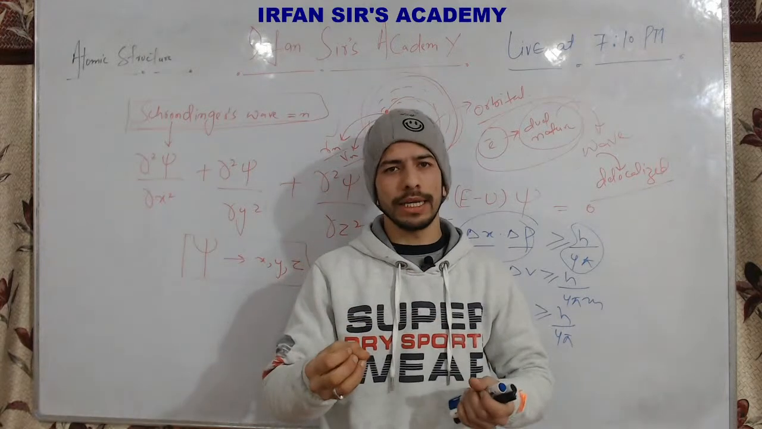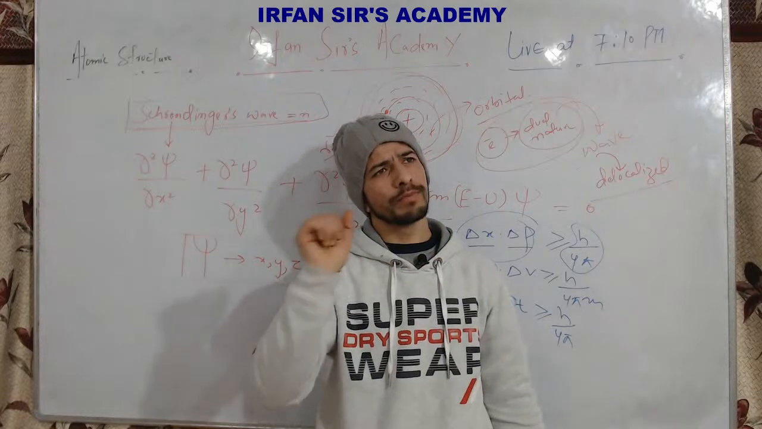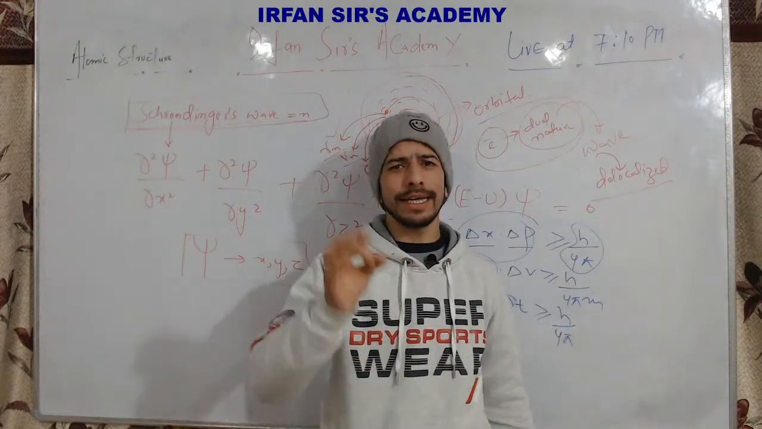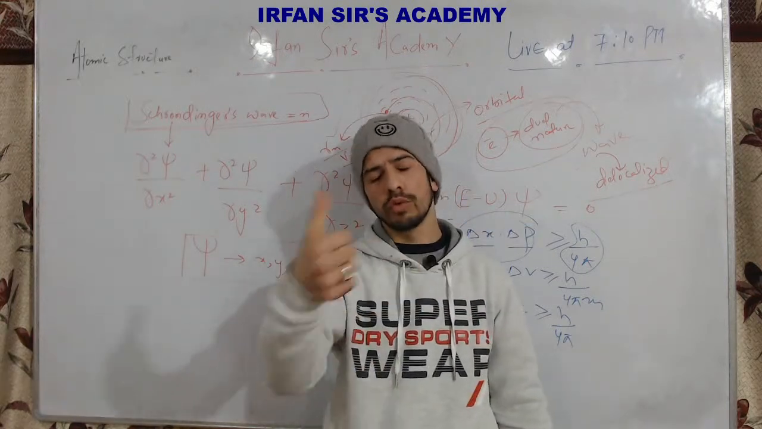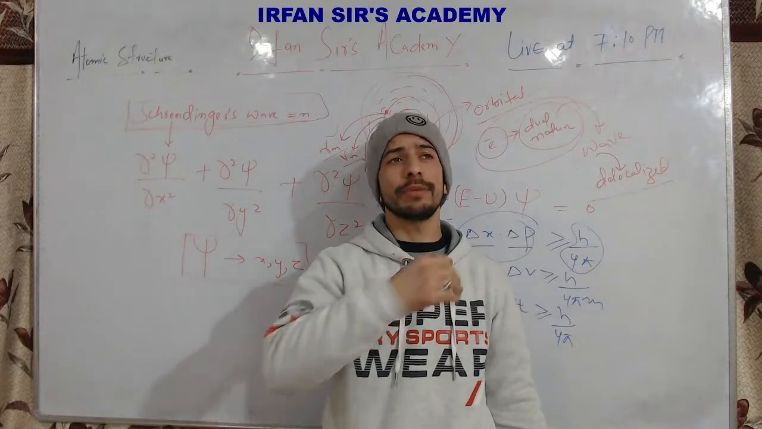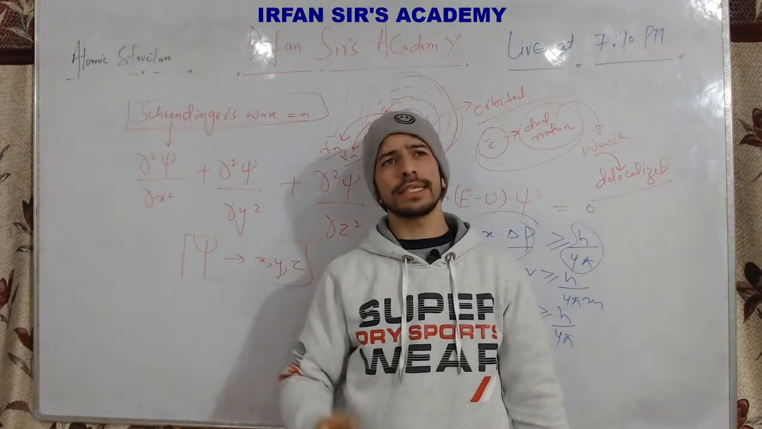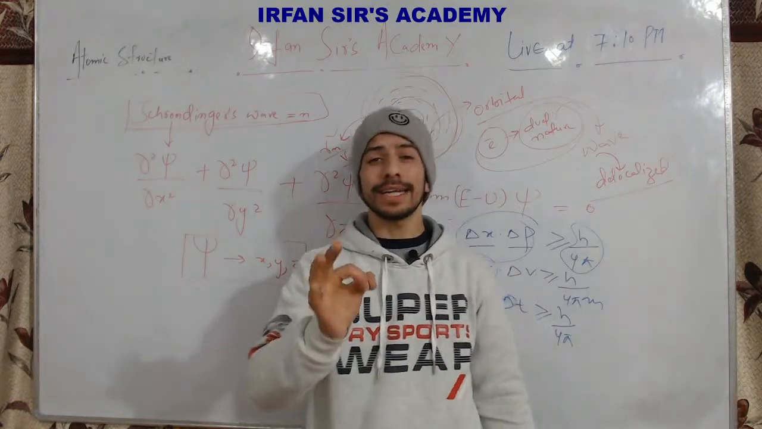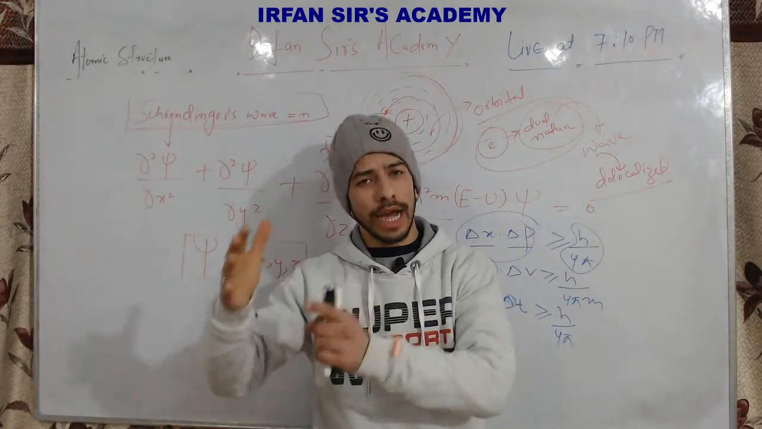There is probability. Where is Irfan sir? Irfan sir is in his home. In which room? In Irfan sir's room. The probability that Irfan sir will be in his room is very high. Let it be 90 to 99%, but it's not 100%. In some cases, Irfan sir will be in any other room. But the probability that he will be in his own room is very high.